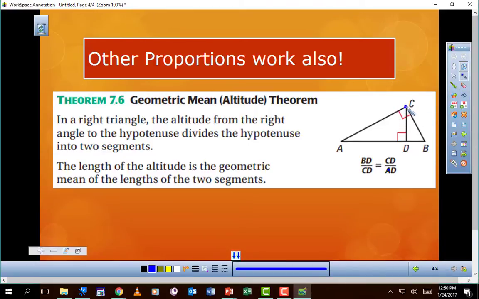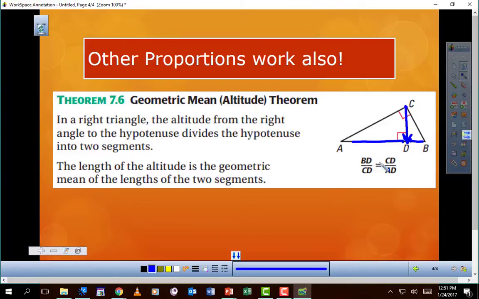As this altitude comes down and hits this base, it splits the base into two spots. You see this spot and this spot. Make sense? The altitude comes down and it hits that spot right there. Then you've got two smaller pieces. The base was originally bigger. The base was originally like AB, but now it's BD and AD.